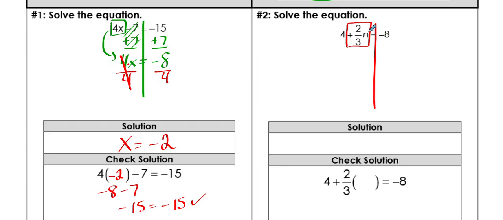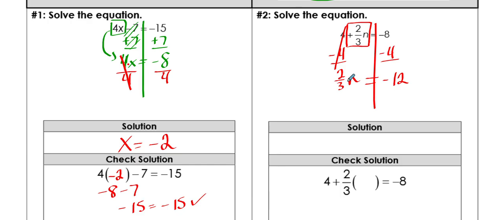So I want to think about how I can get this by itself. Really, how can I cancel out this positive 4? That's a positive 4. I'm going to do the opposite of a positive 4. I'm going to subtract 4 from both sides. Those will cancel each other out. If I do it on this side, I also have to do it on that side. So I'm going to subtract 4 from this negative 8. That would give us negative 12. This is the only term left on that side. So that gives me 2/3 n equals negative 12.